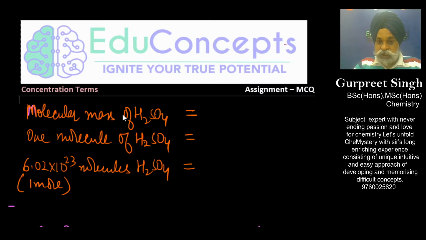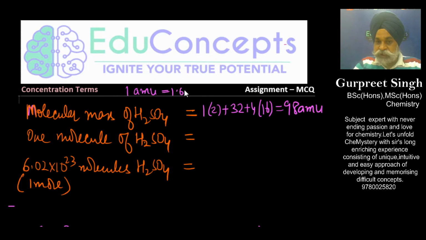If I say molecular mass of H2SO4, it is hydrogen is 1 into 2 plus sulfur is 32 plus 4 into 16. So this makes 98 AMU. One molecule of sulfuric acid would weigh 98 AMU, and 1 AMU in itself is 1.67 × 10^-24 grams. So one molecule of sulfuric acid would weigh 98 into 1.67 into 10 to the power minus 24 grams. So it is a very small mass.